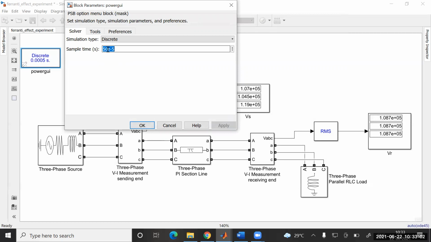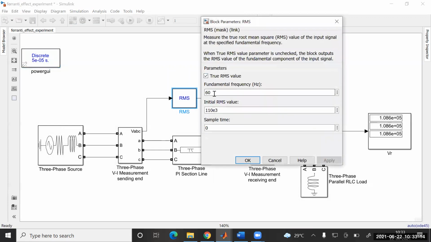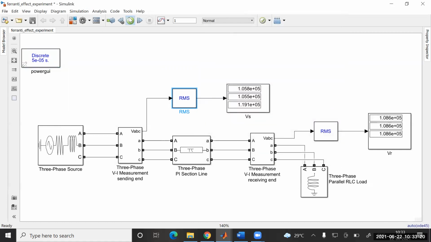We will also decrease this to the initial value that it was, that is e to power 5. And we'll change this to 50. Okay, this is 50 and we'll run. Now see, this is the perfect thing we were doing.